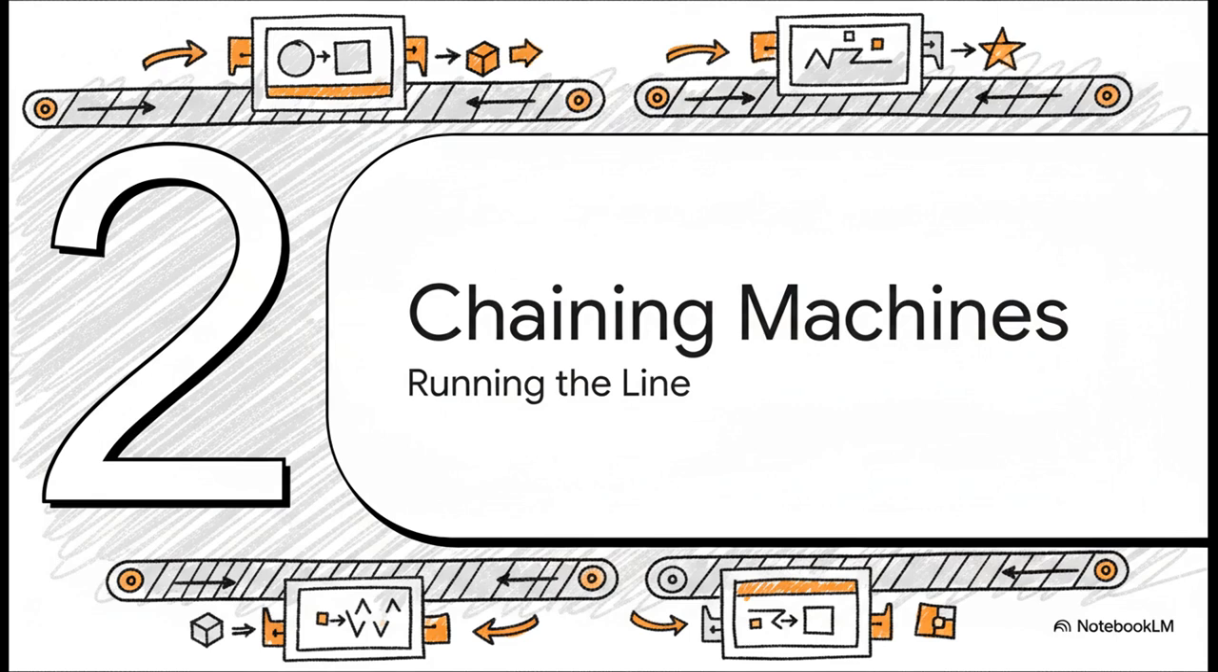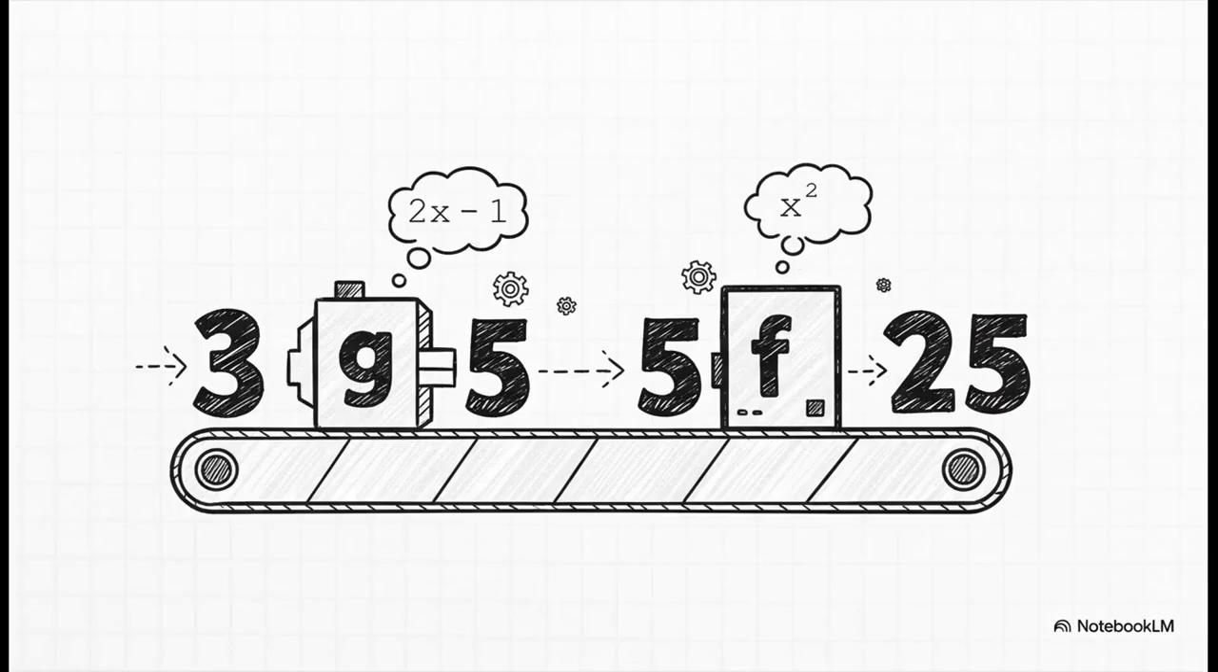All right, enough with the abstract ideas. Let's get our hands dirty and see how this thing actually works with some real numbers. Let's run the line. Okay, check this out. Our first machine, g, has the rule: double the input and subtract 1. The second machine, f, just squares whatever you give it. We want to find f of g of 3. So, remember the rule: inside out.